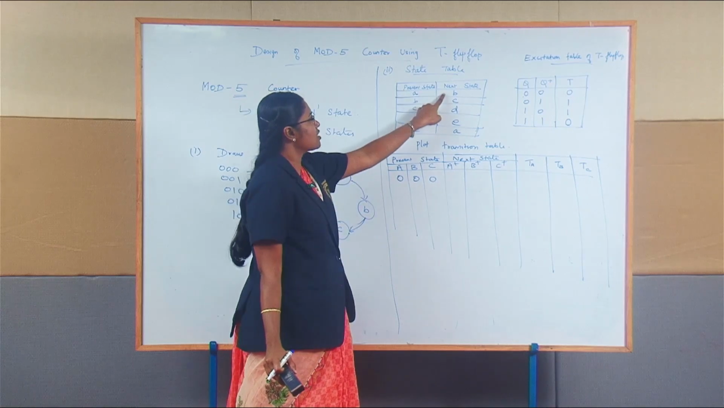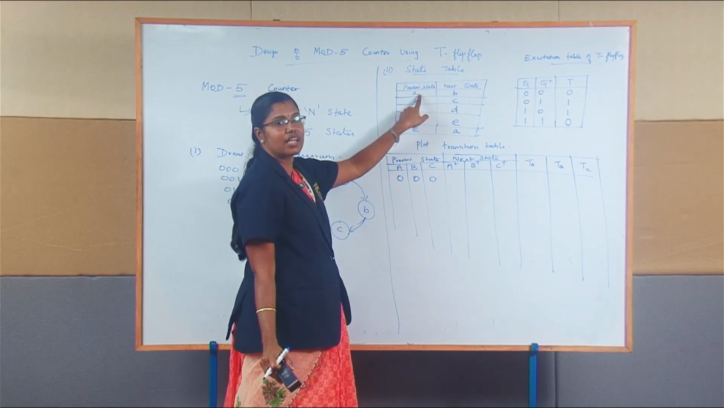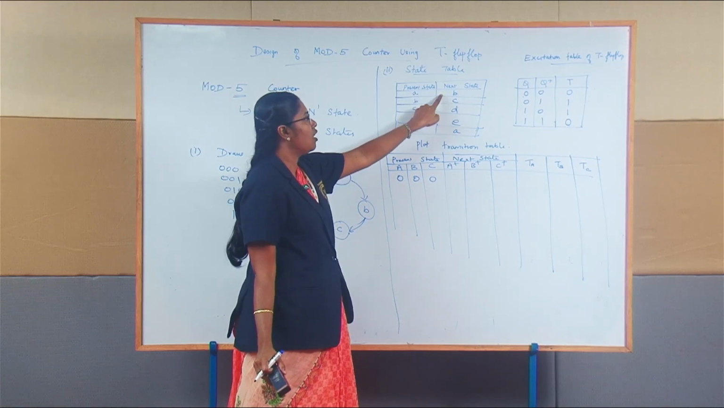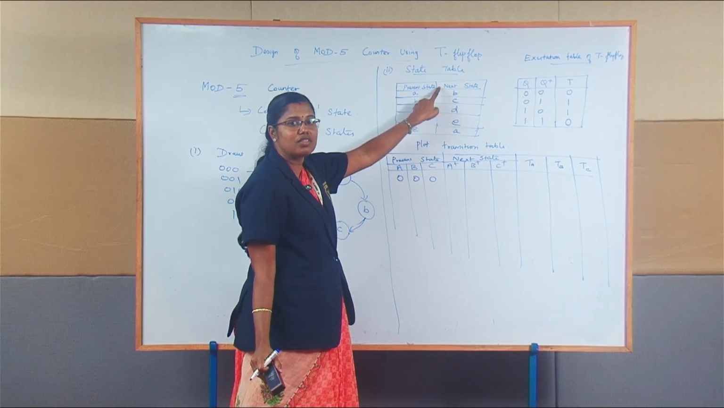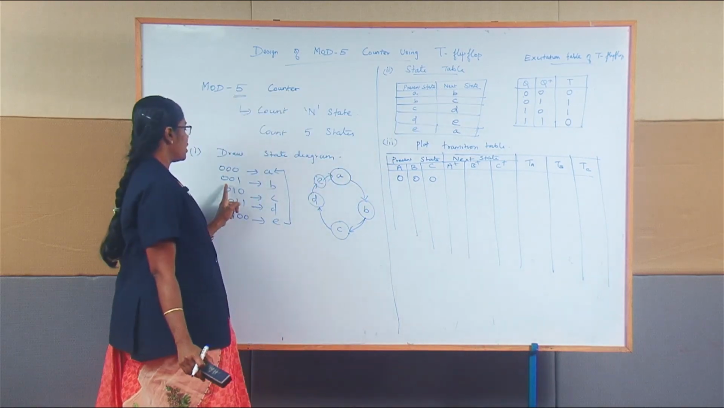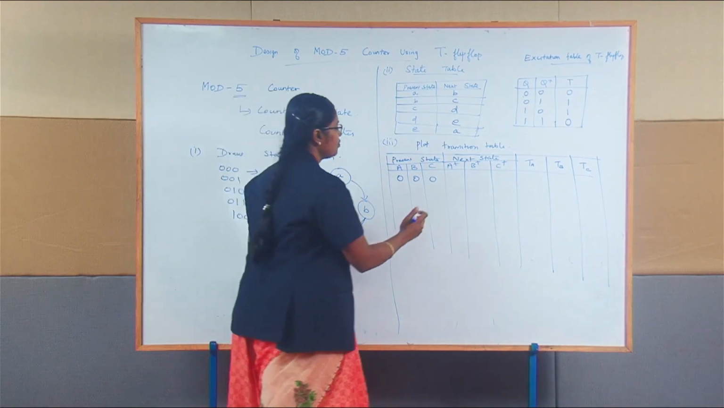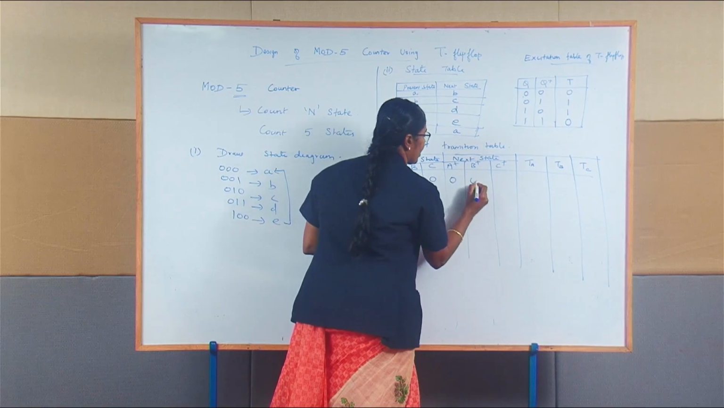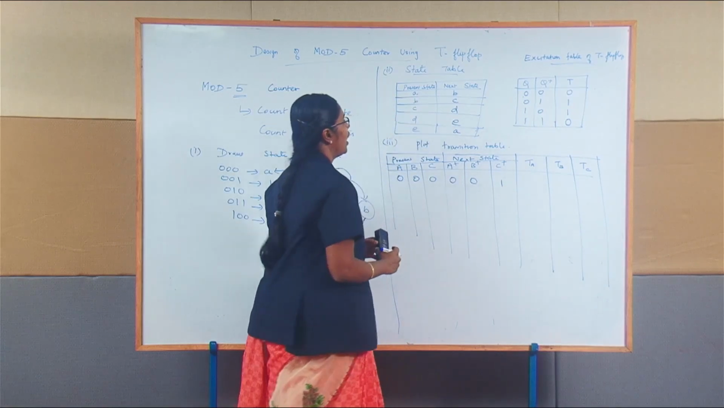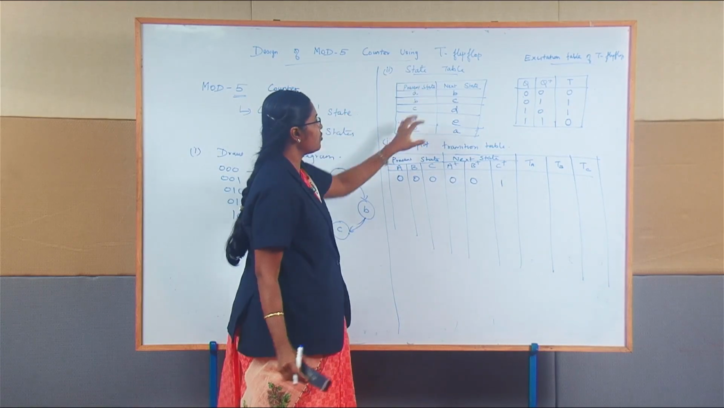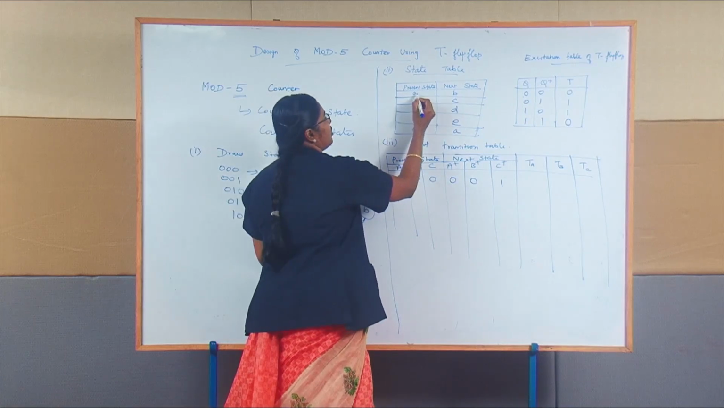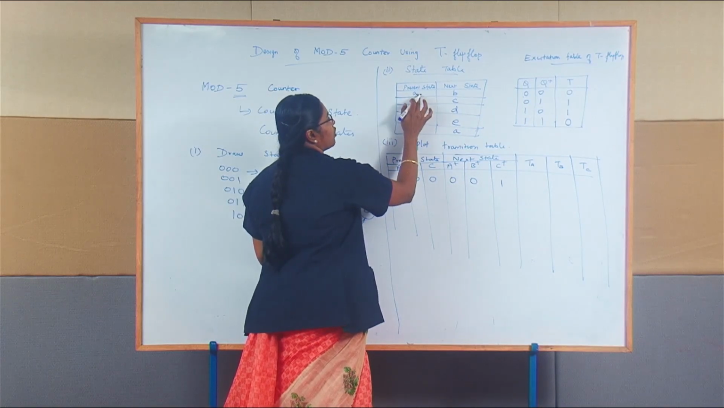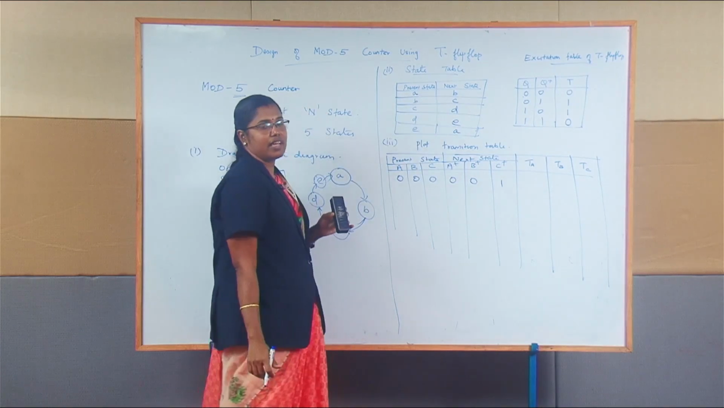What is the next state for this present state A? The next state value is B. The binary value assigned for the state B is 0, 0, 1. So I am going to write the next state value as 0, 0, 1. I am going to rewrite these two columns by assigning the binary values for the states A, B, C, D, E. That's it, okay?